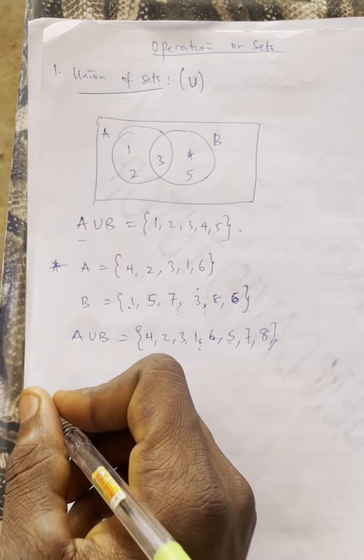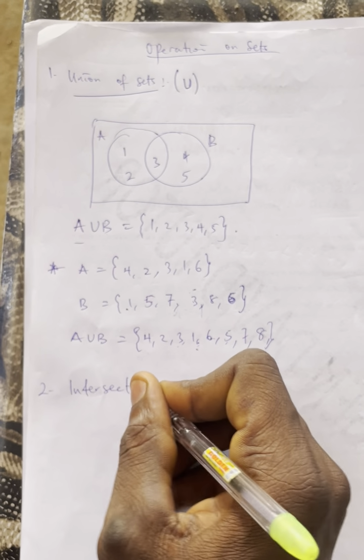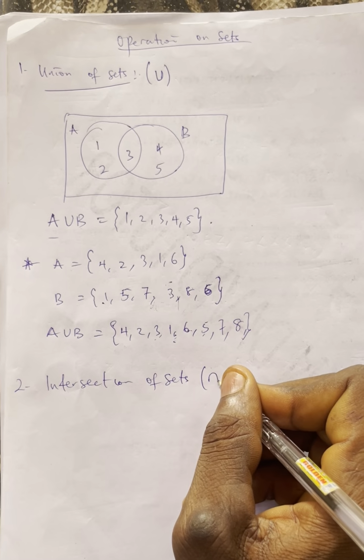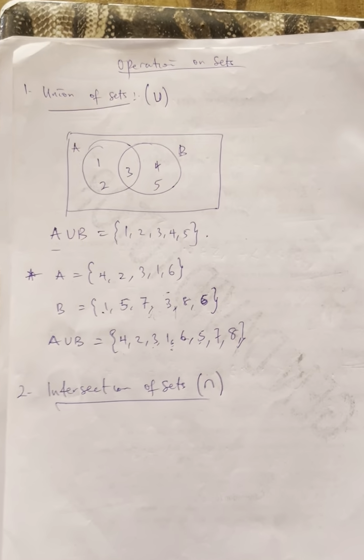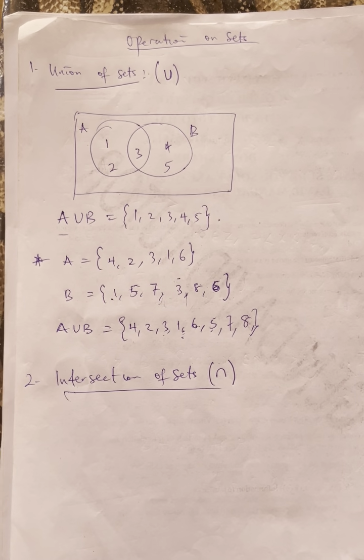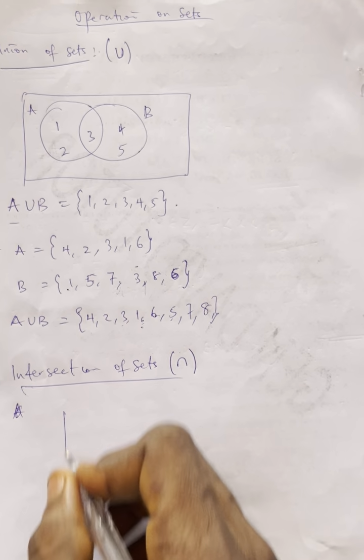The second one is the intersection of sets. Now, what is the intersection of sets? The symbol is this. The intersection means the elements that are common in both sets. Let's firstly talk about the Venn diagram.